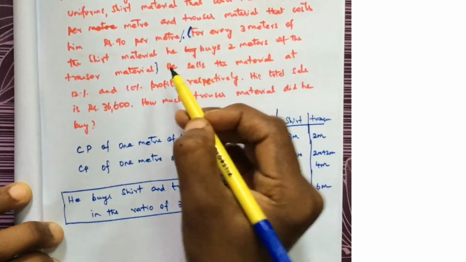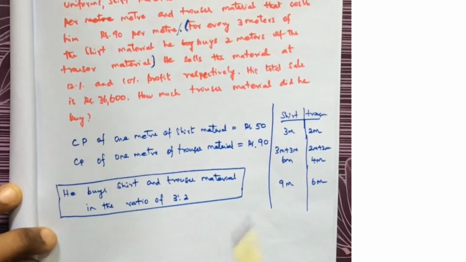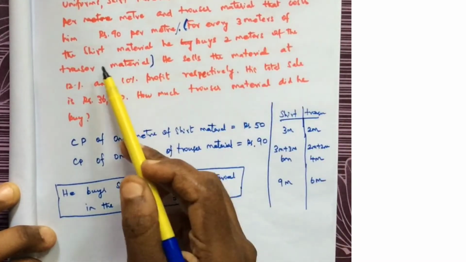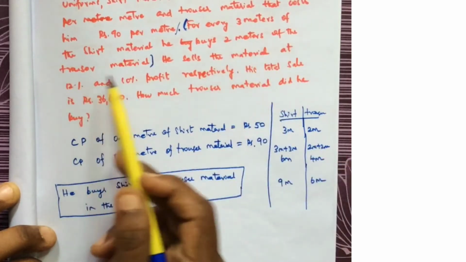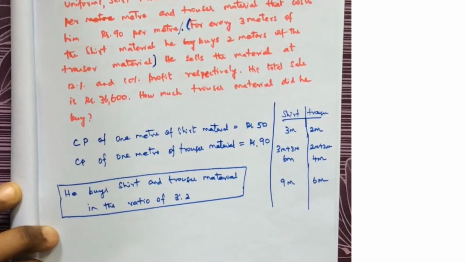This statement and this statement both mean the same. For every 3 meters of shirt material, he buys 2 meters of trouser material is the same as he buys shirt and trouser material in the ratio of 3:2. Now if it is in the ratio, we can get the original numbers very easily.